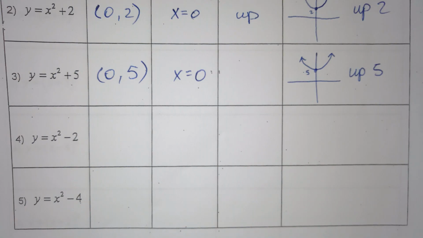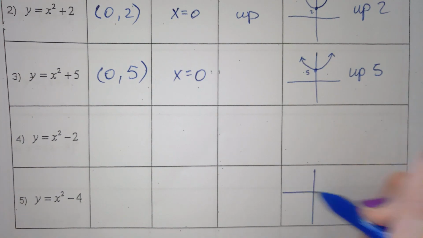Does it open up or open down? So who says up? Who says down? Let's find out. Still opens up. Again, all you're doing is shifting the whole red graph, the whole parabola, up and down. The shape, everything stays the same. You're shifting it just up and down.